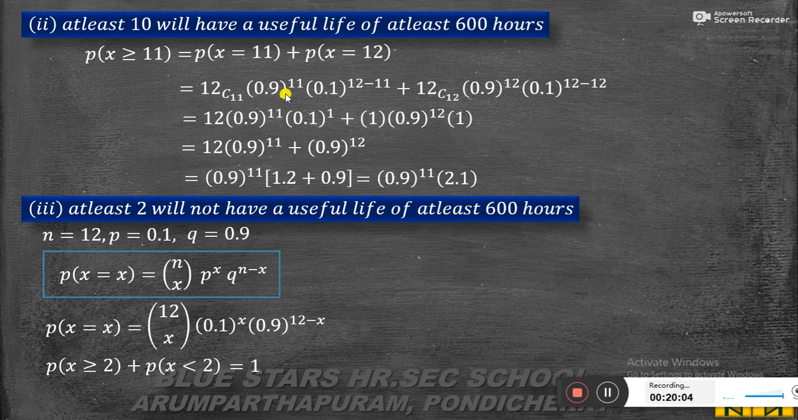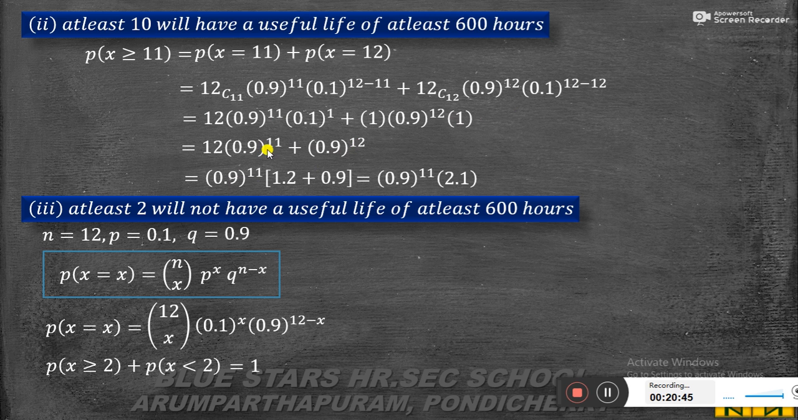So I substitute these x values in the binomial distribution: 12C11, 0.9 power 11, 0.1 power 12 minus 11, plus 12C12, 0.9 power 12, 0.1 power 12 minus 12. 12C11 means 12 minus 11 is 1, so 12C1, whose value is 12, into 0.9 power 11, 0.1 power 1. 12C12 is 1, 0.9 power 12, and 0.1 power 0 is 1, since anything power 0 is 1. So in the next step, 12 into 0.9 power 11 into 0.1 plus 0.9 power 12.